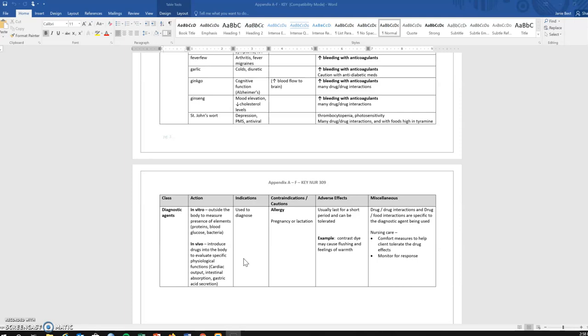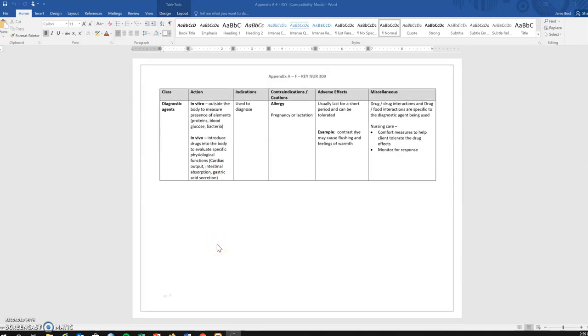Any side effects may last for a very short period of time and usually can be tolerated by the patient, particularly if you forewarn the patient what to expect. So if the patient is undergoing a CT with contrast dye, they may feel flushing and feelings of warmth, which goes away in a few seconds. But if you're not prepared for that, it can be quite distressing to the patient. Comfort measures to help them tolerate the drug effects and monitoring for their response is important. And that's all we need to get from that section.